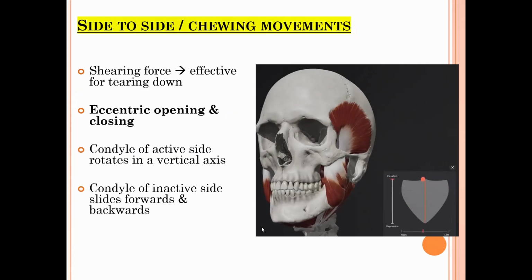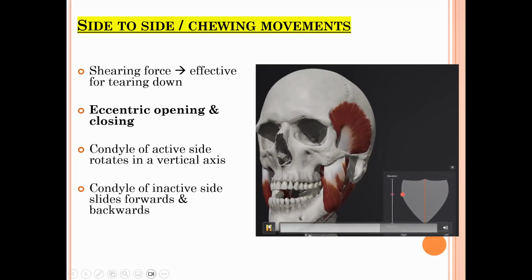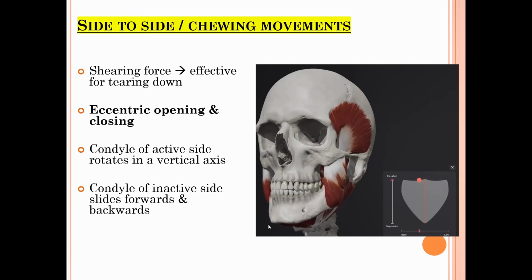Now, side to side chewing movement. Here the shearing force is needed for effective tearing down of the food. It is eccentric opening and closing, and the condyle of the active side rotates in a vertical axis. The condyle of the inactive side will move forward and backward. So this is side to side movement. You can see here the active side condyle is moving in the vertical axis only, and the inactive side is moving in the forward and backward direction. This is side to side chewing movement.